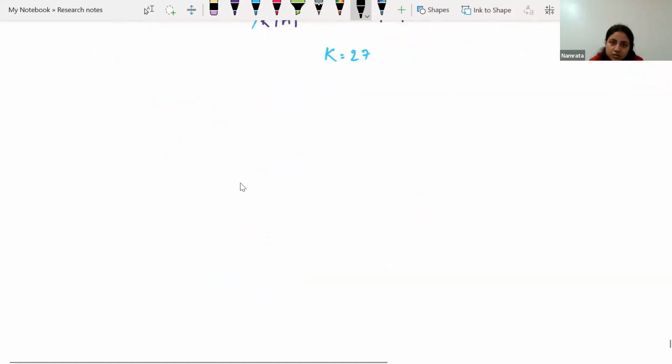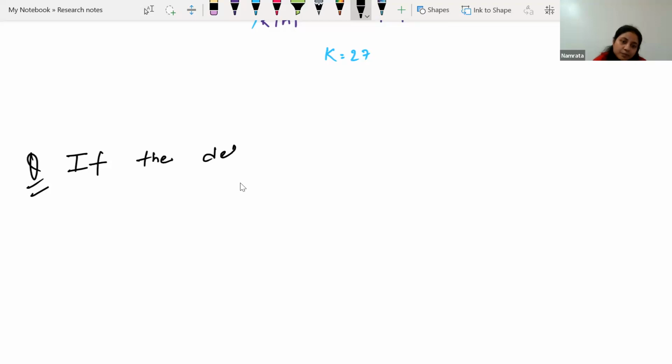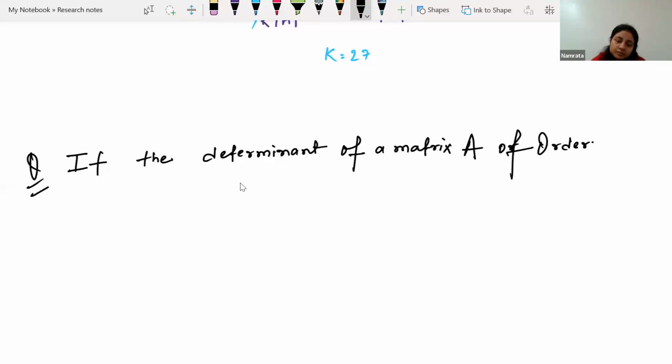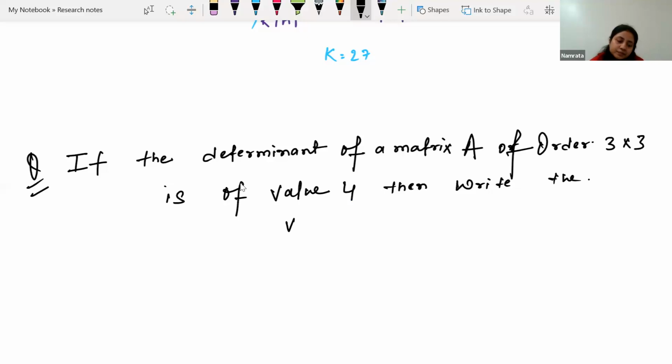Okay, so the next question from the same concept says that if the determinant of a matrix A of order 3 cross 3 is of value 4, then write the value of determinant of 3A.